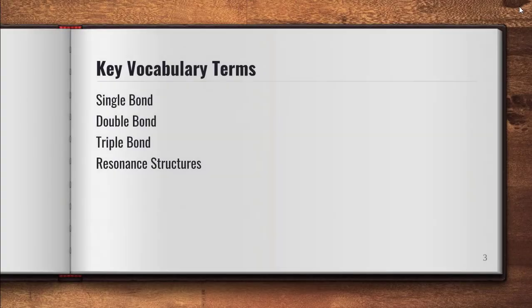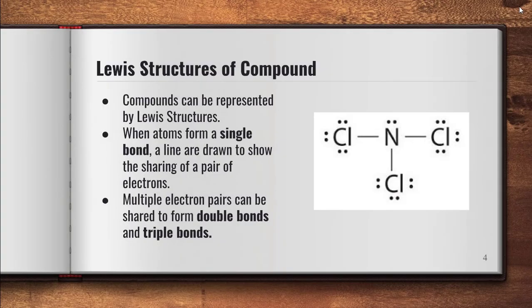We have a couple of key vocabulary terms here for you to make sure that you understand. The first one being single bond. We'll also talk about double bond, triple bonds, and resonance structures. So a little bit about Lewis structures. Keep in mind that compounds themselves, not just single elements, can be represented by a Lewis structure. A Lewis structure helps us understand how many single electrons are located on the outside of an atom, as well as how many electrons are involved in the chemical bonding of the elements to make up the actual compound.